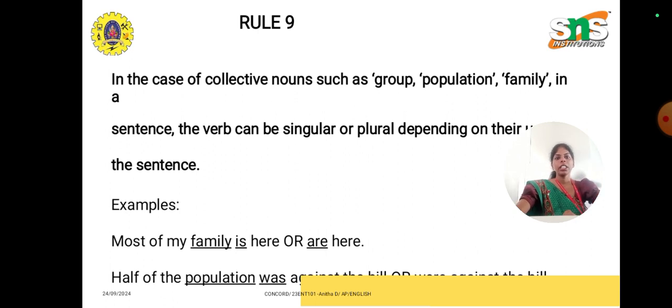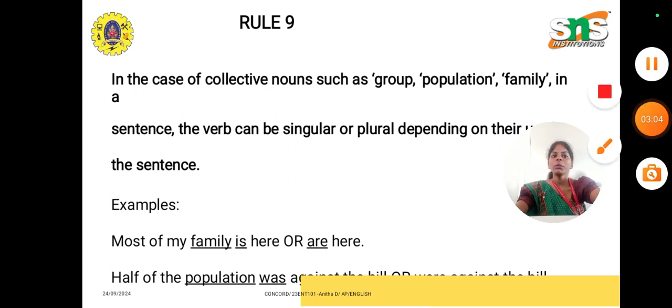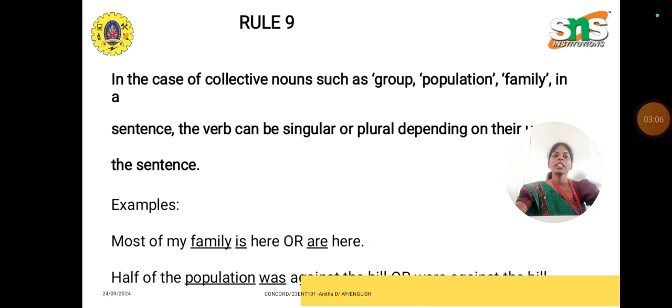So here, rule number 9. In the case of collective nouns such as group, population, family in a sentence, the verb can be singular or plural depending on the sentence. Many people think that group means there will be a number of people, so group always comes under plural. It's not like that. In a group there might be multiple people, but the thing is that it is one group, a single group or multiple groups. You have to understand the sentence.